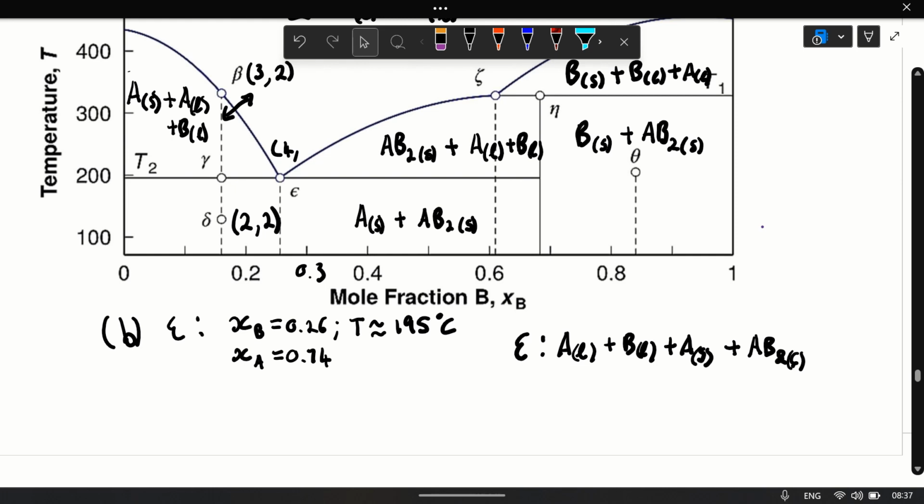That's a very important point, actually. I should have probably said that earlier. So if they weren't able to react, they wouldn't be able to make the phase diagram. So they're miscible. So that means we have three phases at this point.